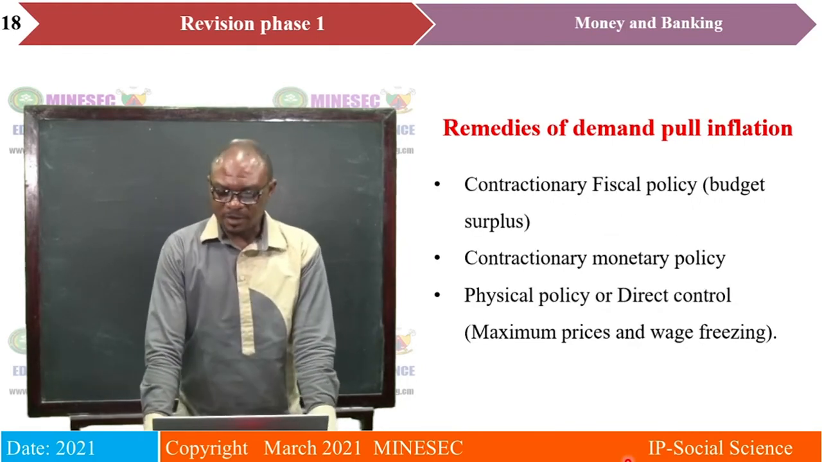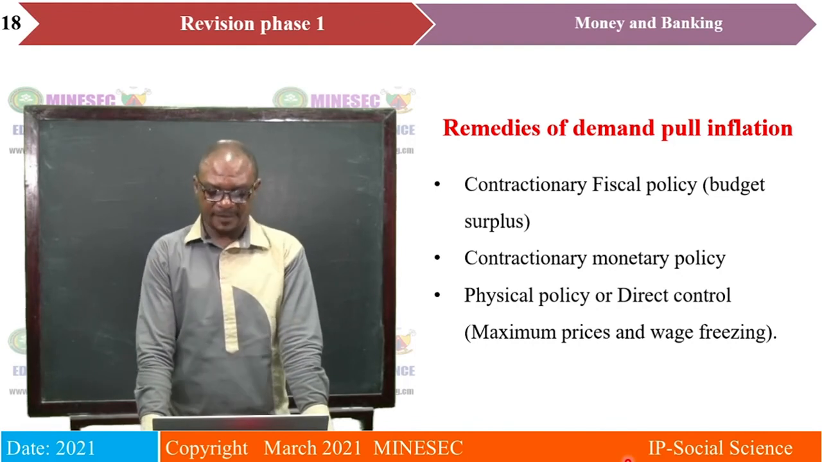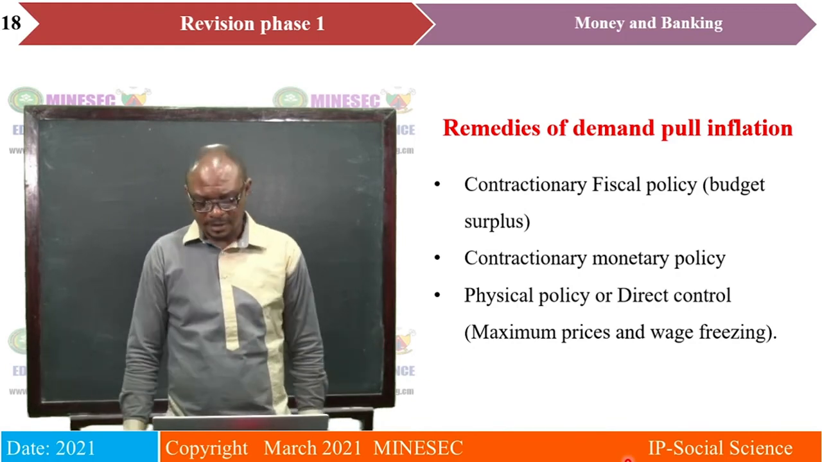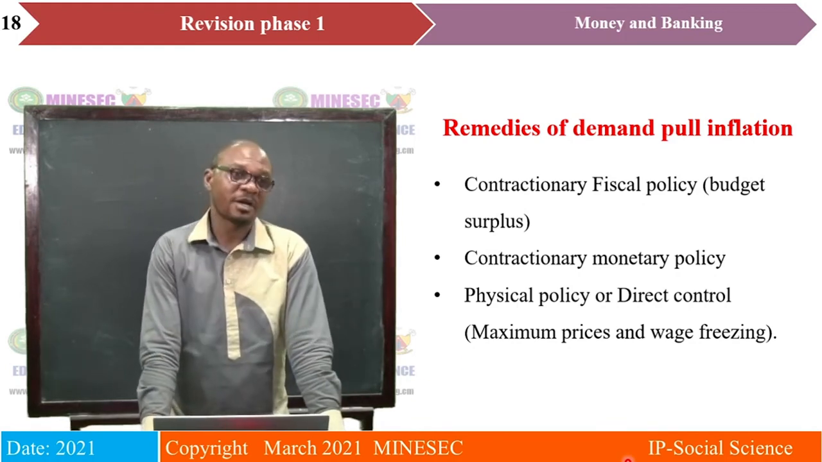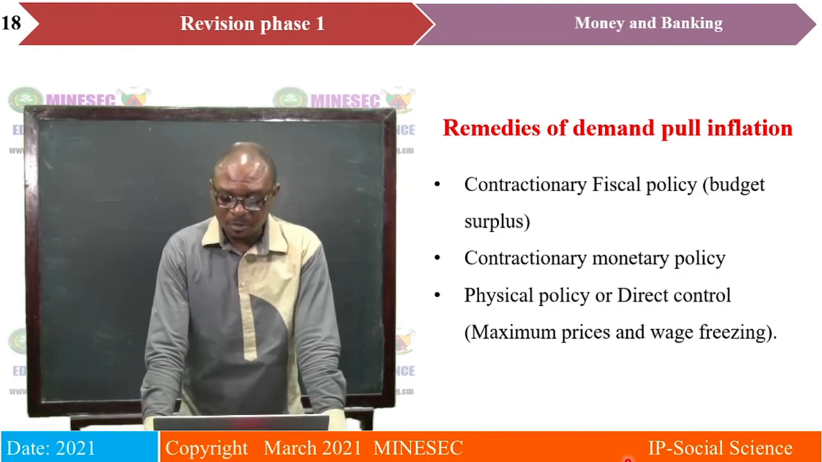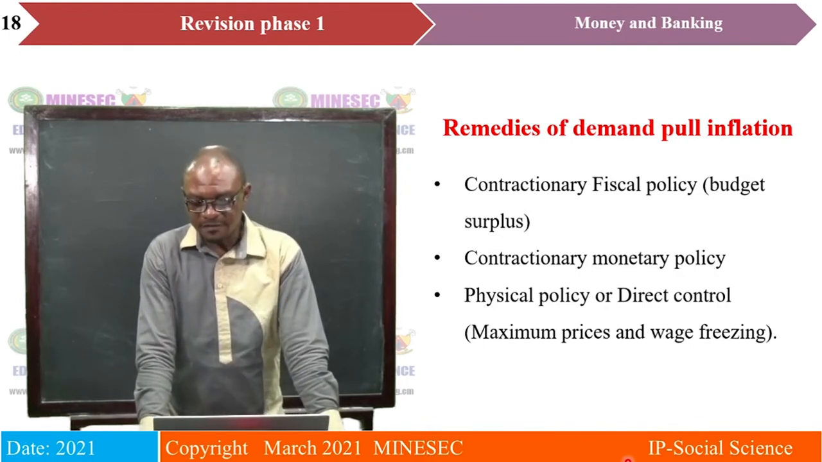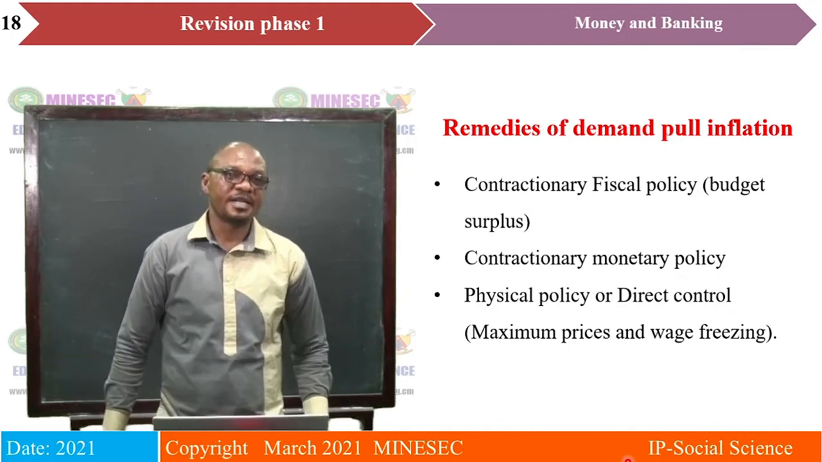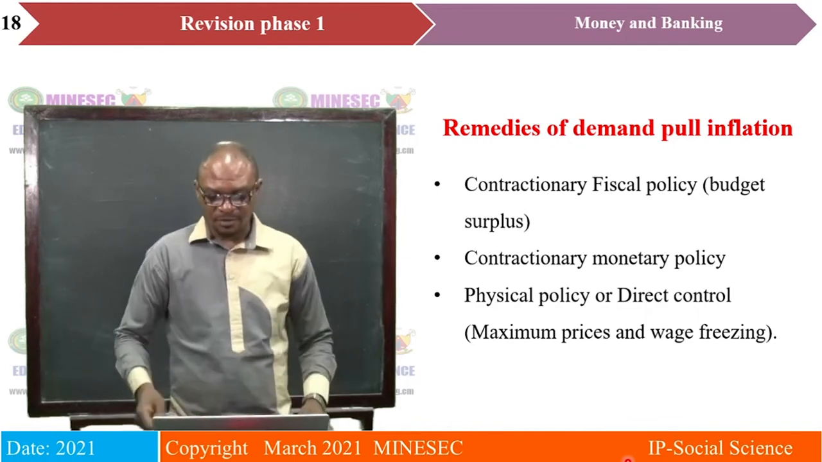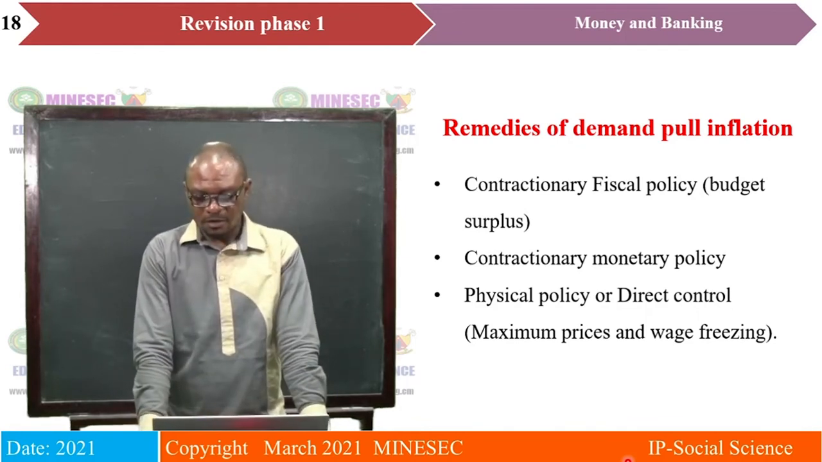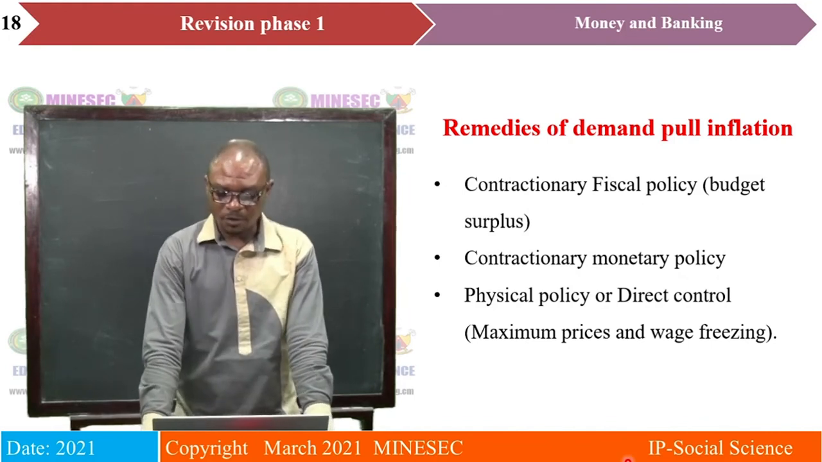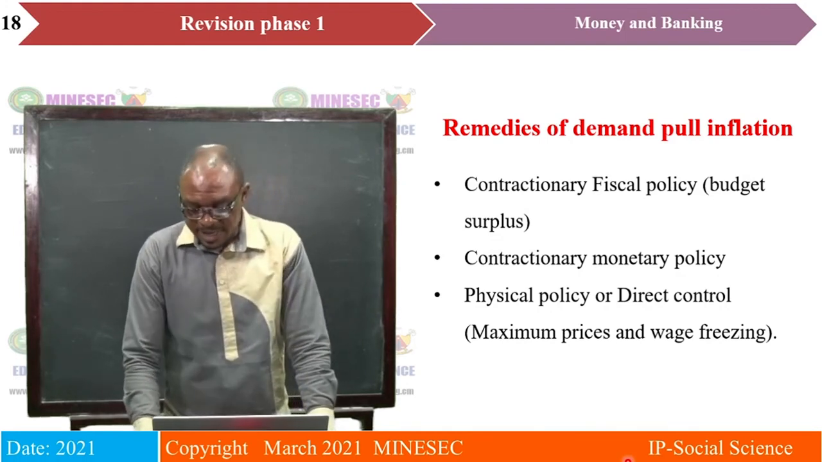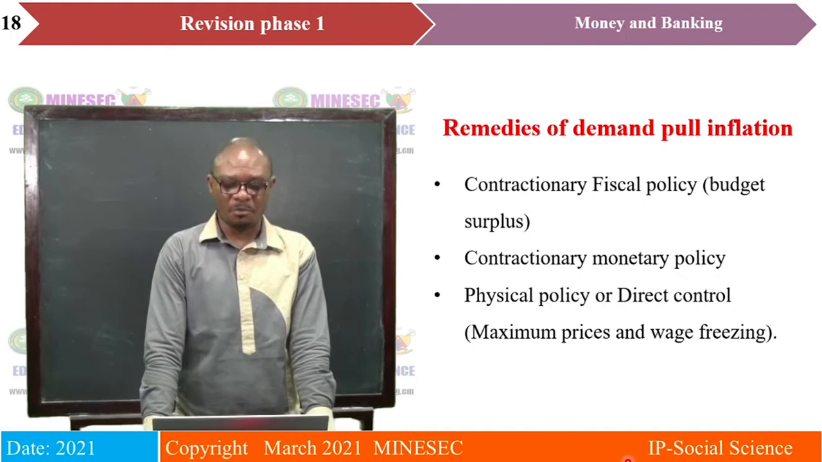How can demand pull inflation be eliminated? Of course, you come to realize that inflation has lots of negative consequences, and so it becomes necessary for the government to eliminate demand pull inflation. First, we have contractionary fiscal policy. That basically is a budget surplus, government spending less than its tax revenue. Then the second measure to eliminate demand pull inflation would be contractionary monetary policy. Remember, monetary policies are policies aimed at reducing the supply of money.